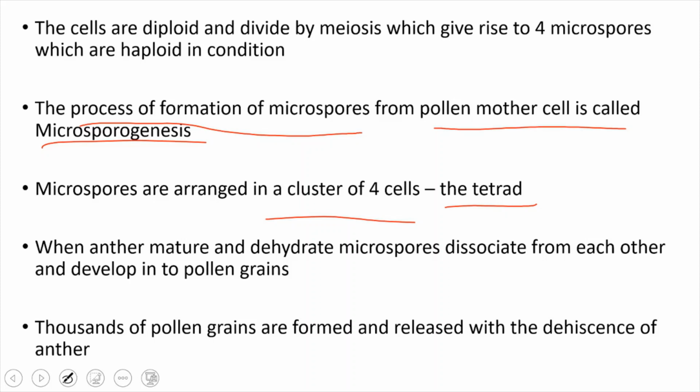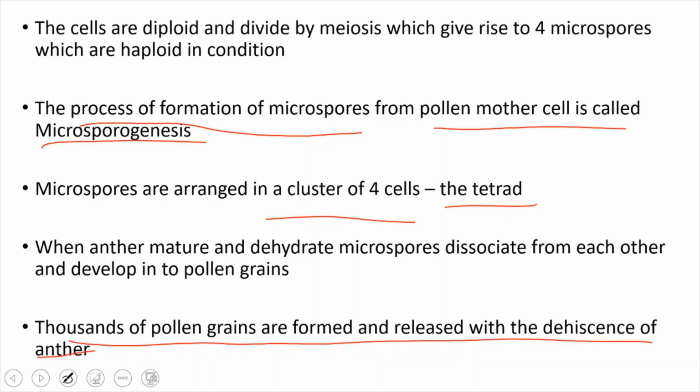Initially, when the anther matures, it first gets dehydrated. Whatever moisture is present gets evaporated. After dehydration, the cluster of 4 microspores in every cell starts dissociating from each other. Once all the clusters have dissociated, dehiscence will occur. The anther bursts or splits to release the microspores into the atmosphere. Thousands of pollen grains are formed and released with the dehiscence of the anther.